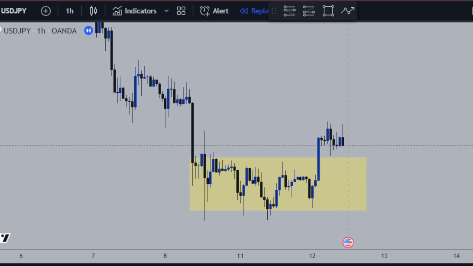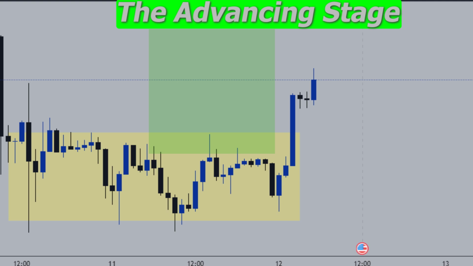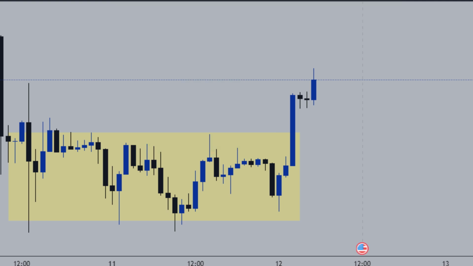The second phase that the market goes through after the accumulation phase is the advancing stage. This is when the market is starting to create the momentum and starting to create the uptrend. This is the best point for you to look for buy positions. If the market is starting to create this momentum, you have to jump into the market.